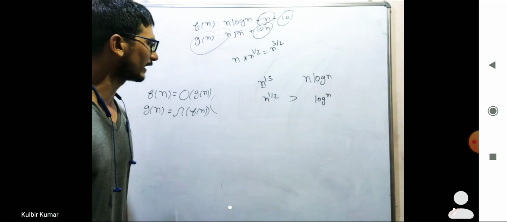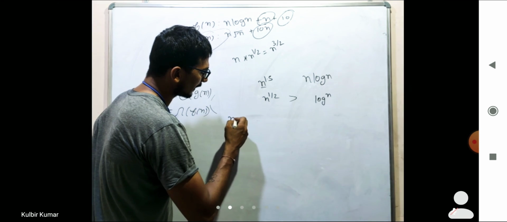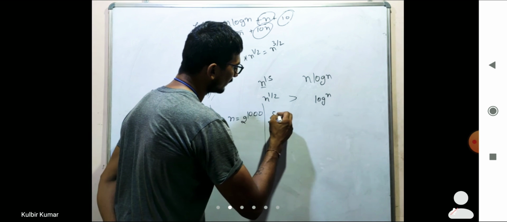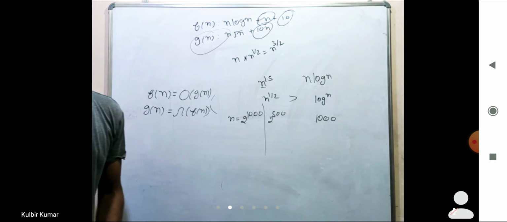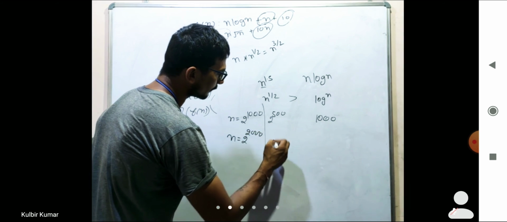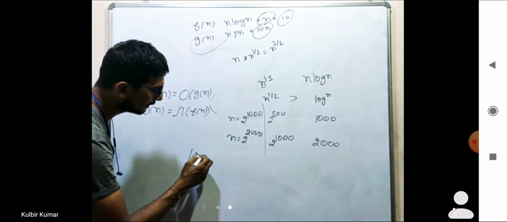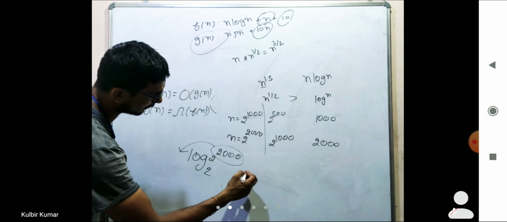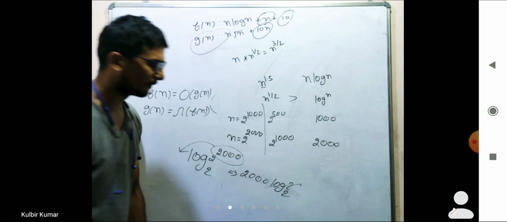You can check this by taking a few examples. Let us put n equal to 2 power 1000. So how much will root n be? 2 power 500. And how much will this be? Log of 2 power 1000 is nothing but 1000 only. Fine. And if you put n equal to 2 power 2000, it becomes 2 power 1000. And this will be 2000 only. Because if I take log of n, it is nothing but log of 2 power 2000 in base 2. By the property of log, 2000 comes in multiplication. So it is 2000 into log of 2 base 2, that is nothing but 1.